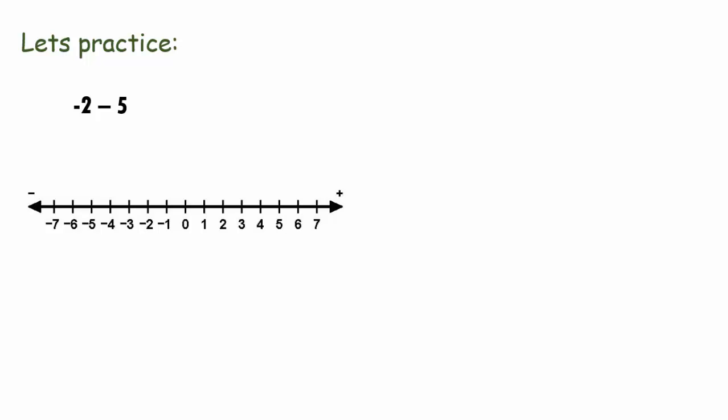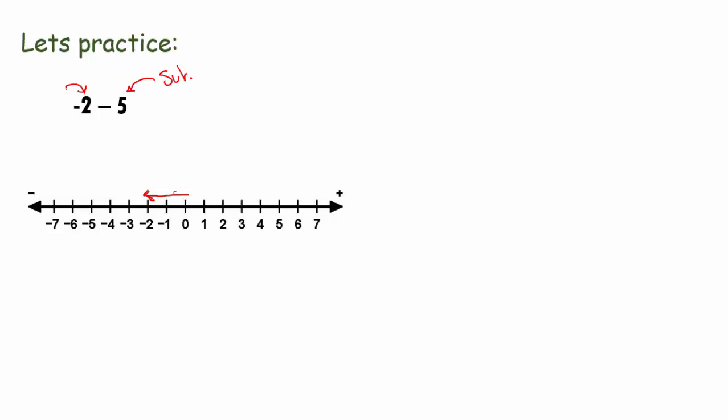Let's practice with this one. Negative 2 minus 5. Okay. So now I need to start at negative 2. I need to start at 0 and go to negative 2. So if I start at 0 and I'm like, okay, I got to go to negative 2, and then from there, I'm subtracting a positive 5.